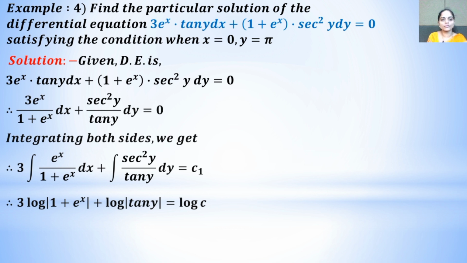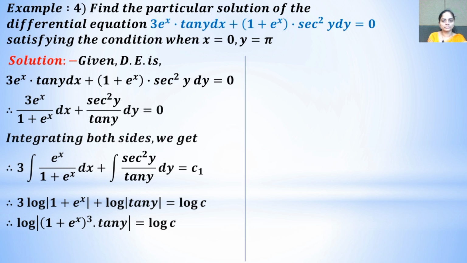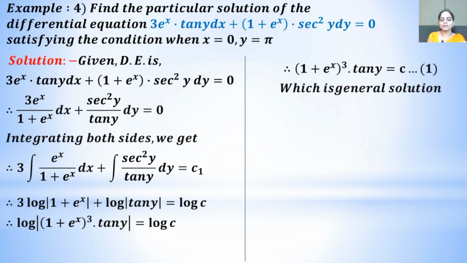Using the laws of logarithm, we get log of mod of 1 plus e raised to x bracket cube into tan y is equal to log c. We know that if log m is equal to log n, then m equal to n. Therefore, 1 plus e raised to x whole bracket cube into tan y is equal to c.